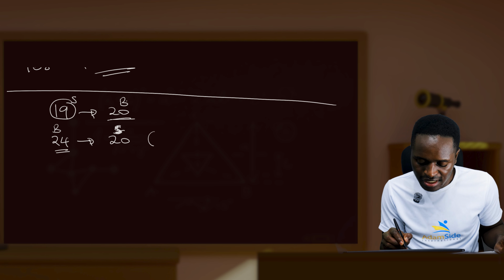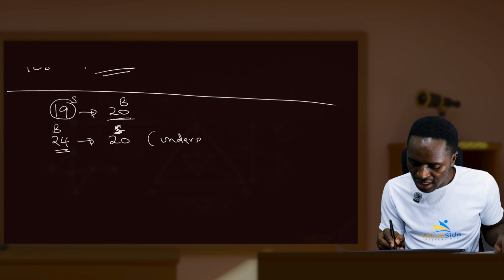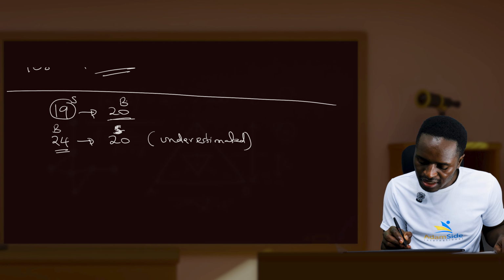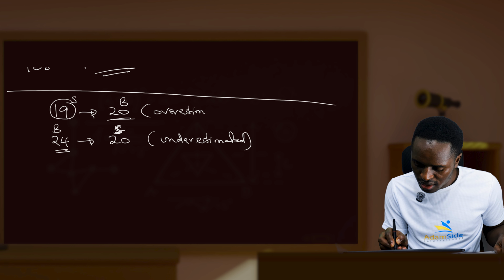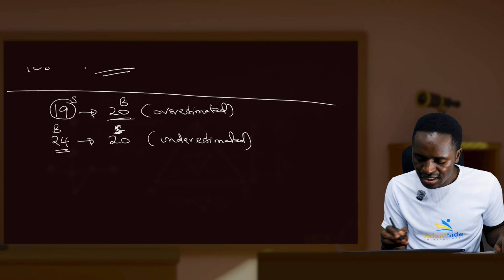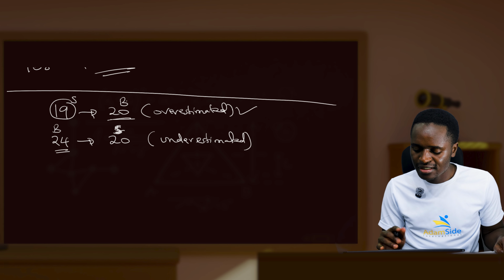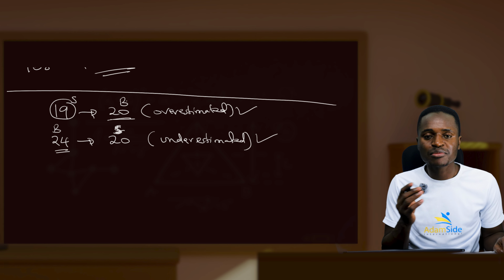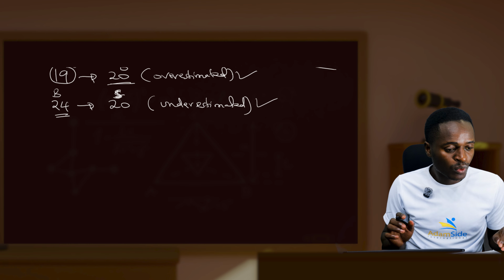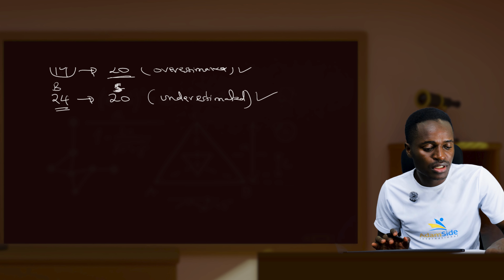So in this scenario we'll say underestimated. And in this scenario, we say overestimated. So in this case, we say this is overestimated. In this scenario, we say this one I've underestimated. So we'll go to some specific examples.